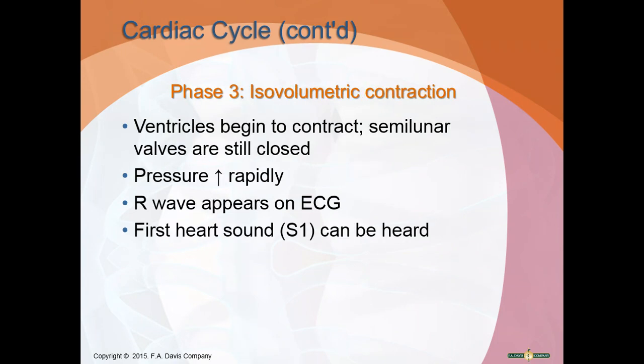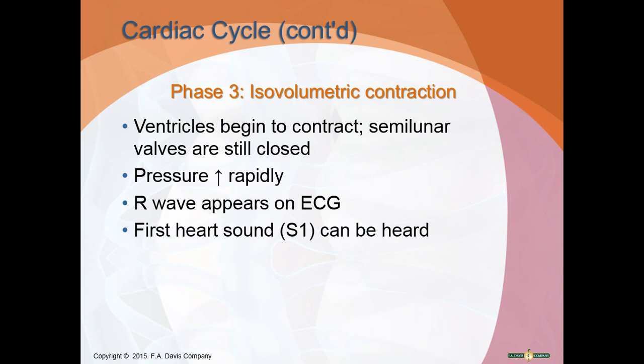So phase 3 is isovolumetric contraction. The ventricles begin to contract. The semilunar valves are still closed. The pressure increases rapidly. The R wave appears on the ECG, and the first heart sound, or S1, can be heard.